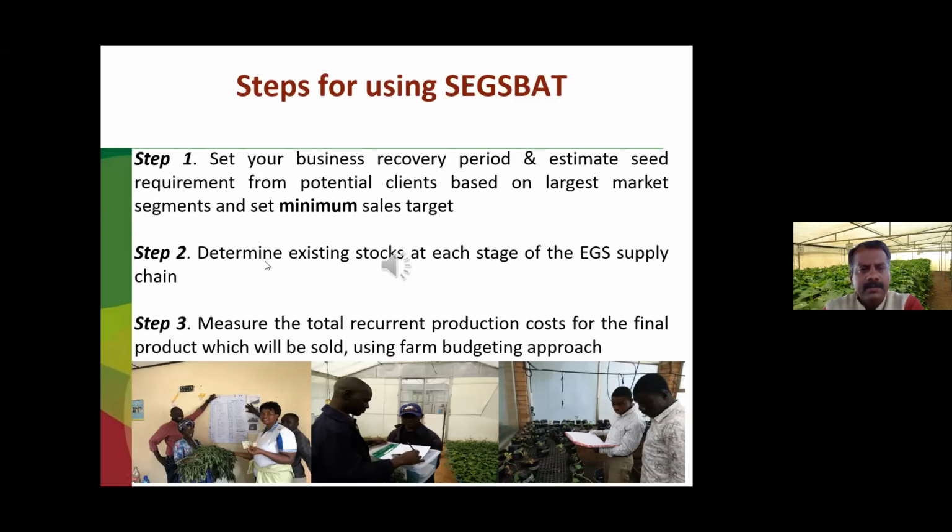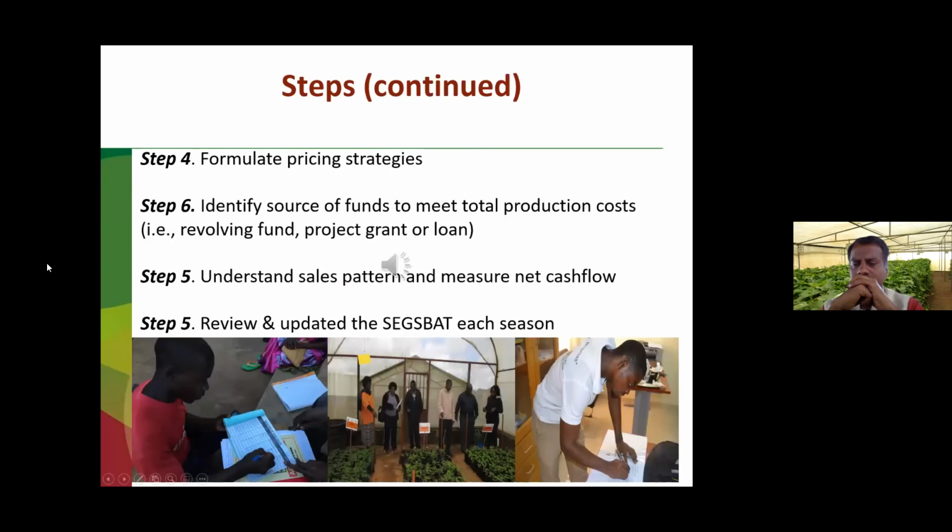And then you measure your recurrent production cost for the product that you like to sell, using your farm budget approach, so that you should be able to determine the exact price that you like to sell. Once you determine the price, you should be able to develop pricing strategies for different market segments and customer segments.